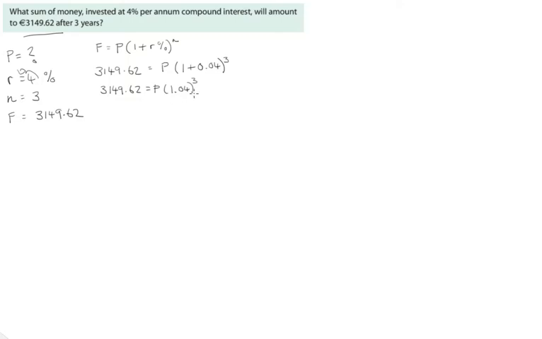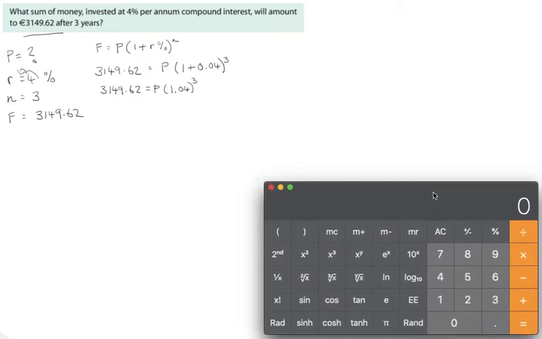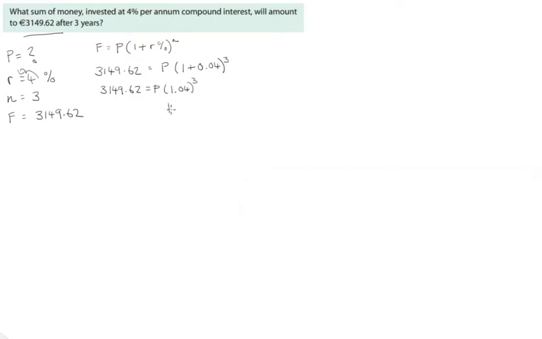Now let's deal with this here. We'll use a calculator. So, let's bring the calculator up a bit. 1.04 to the power of 3. That is 1.124864. Okay, and P is being multiplied by that. And then we just write down 3149.62. Nothing's happened there.